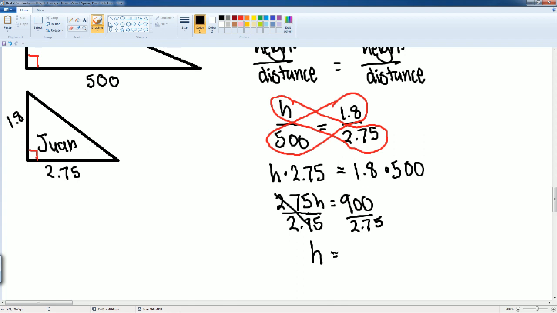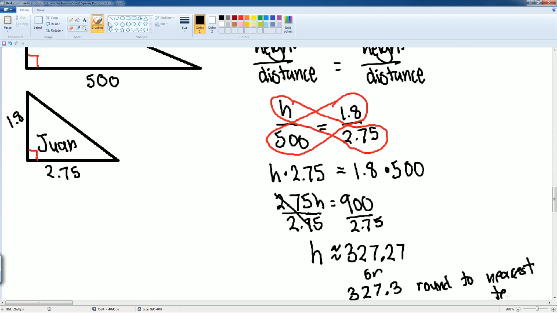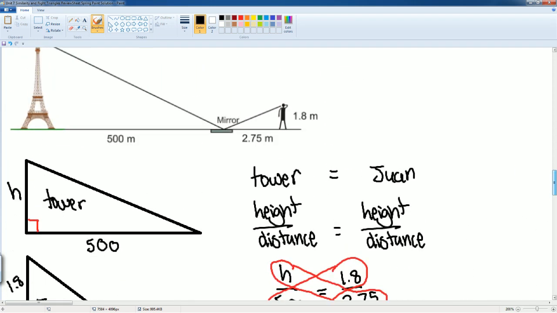900 divided by 2.75. That gets you roughly, because I'm rounding, 327.272727. So you can just leave it as 327.27, or you can say 327.3 if you round to the nearest tenth. Okay, so there you go, and that is how you do number 4.